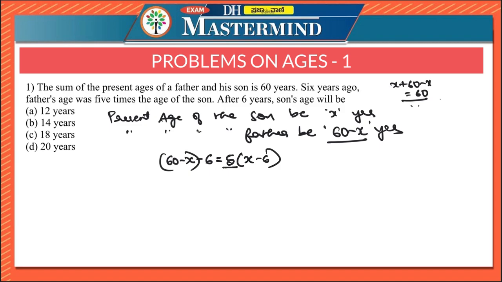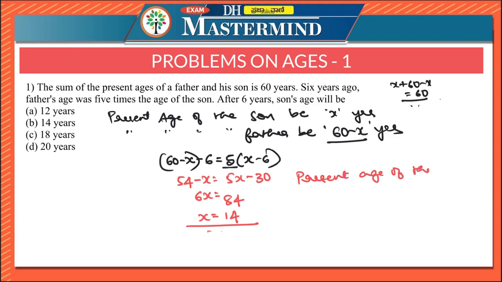So next, after solving this, we'll get 60 minus x minus 6 equals 54 minus x equals 5x minus 30. So again, when we solve this, we will get 6x equals 84. In other words, x equals 14. So x equals 14. That is the present age of the son. Present age of the son is x, and we have found it to be 14 years. So what is the question?